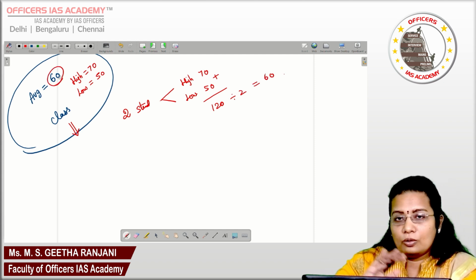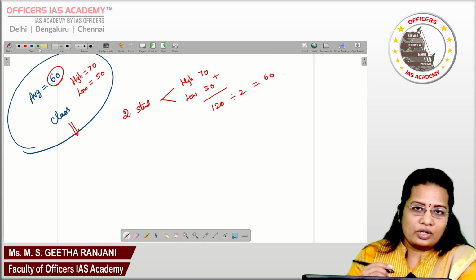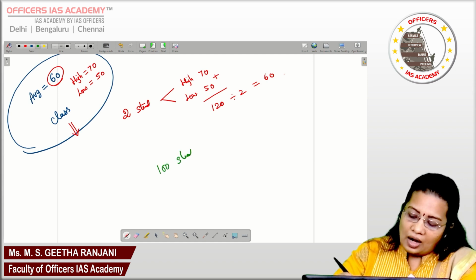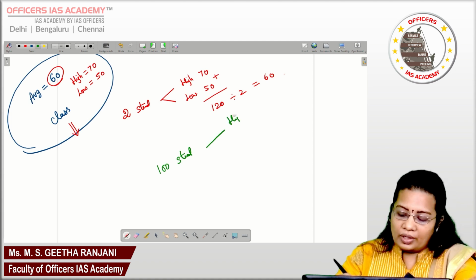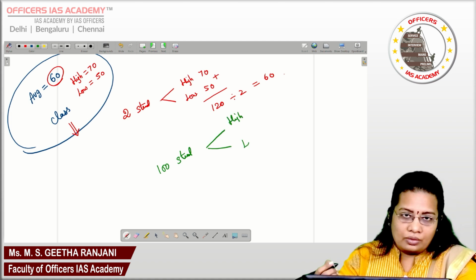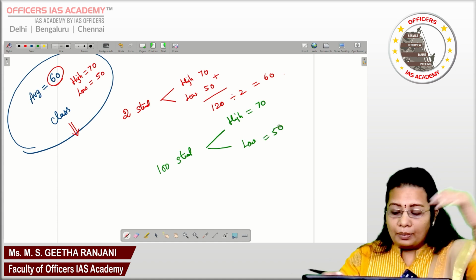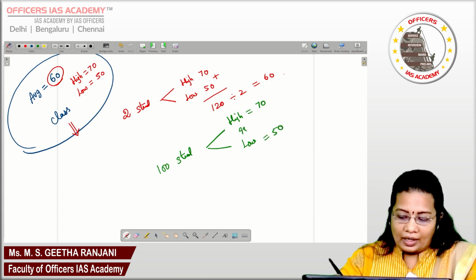Suppose there are a larger number of students in the class. Say, for example, 100 students are there in the class. Among the 100 students, one student got the highest and another student got the lowest, here 70 and here 50.